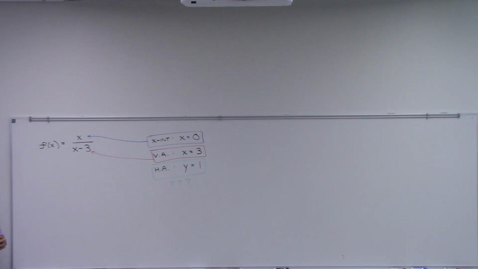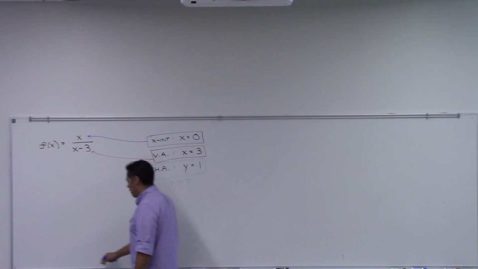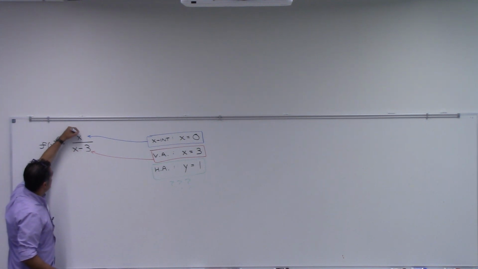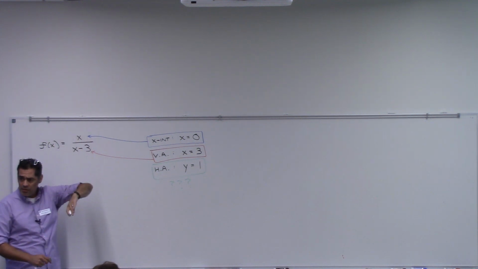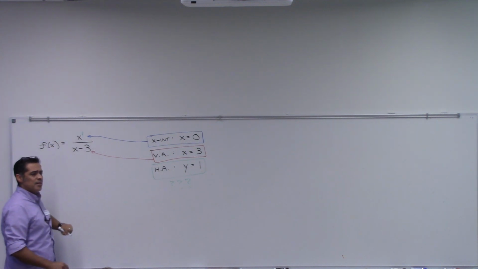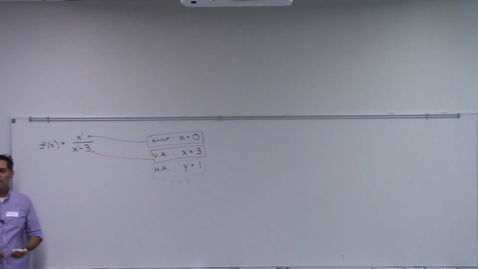So are you ready for me to explain it? Yes? Okay. To find the horizontal asymptote, we are going to look at the degree of the numerator and denominator. What is the degree of the numerator? Numerator is the top, right? Denominator is the bottom. What's the degree of the numerator? 1. Okay. What's the degree of the denominator? 1. Okay? They're the same, aren't they?